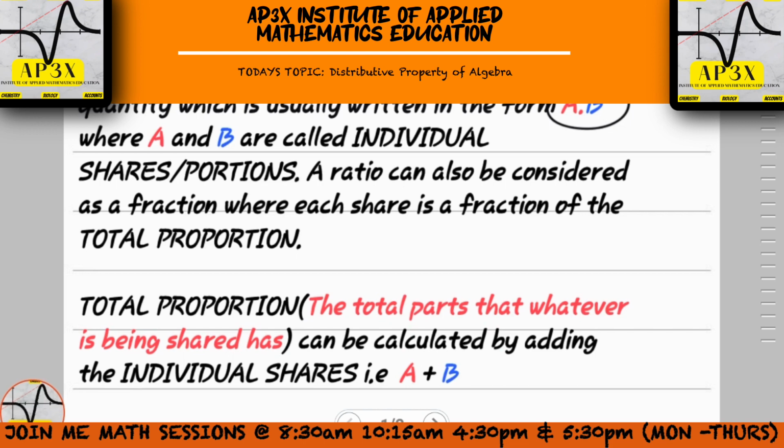All right, so when we talk about total proportion, what we're talking about is how many parts, how many shares, how many portions, how many slices this particular quantity contains or has. And then A and B tell us how much of that slice, how much of that portion, how much of that share that individual, or that individual, or that individual receives.